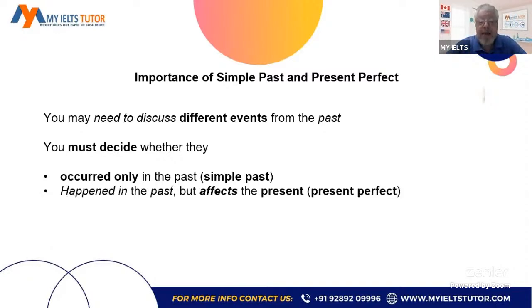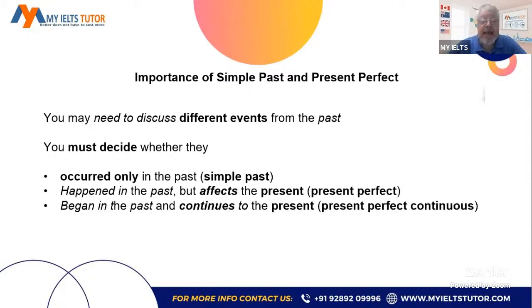They happened in the past, but it affects the present. In this case, we use present perfect. And then it began in the past and continues to the present. In this case, we use present perfect continuous, okay? So that's why. And you could be talking about different types of events, and so you need to have the correct tense.